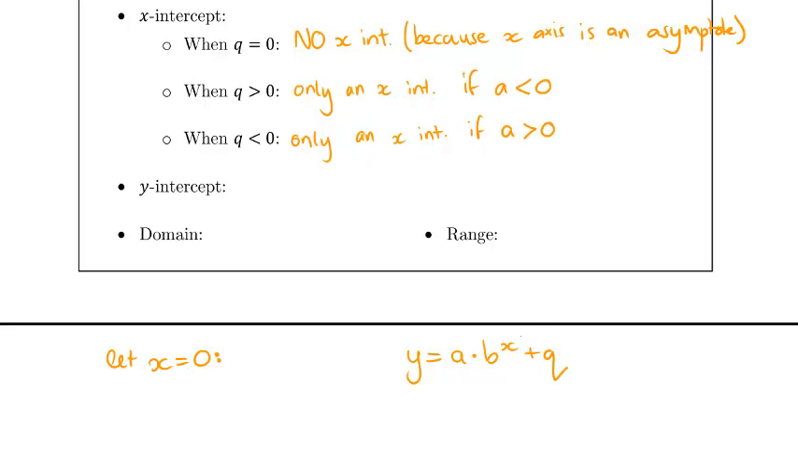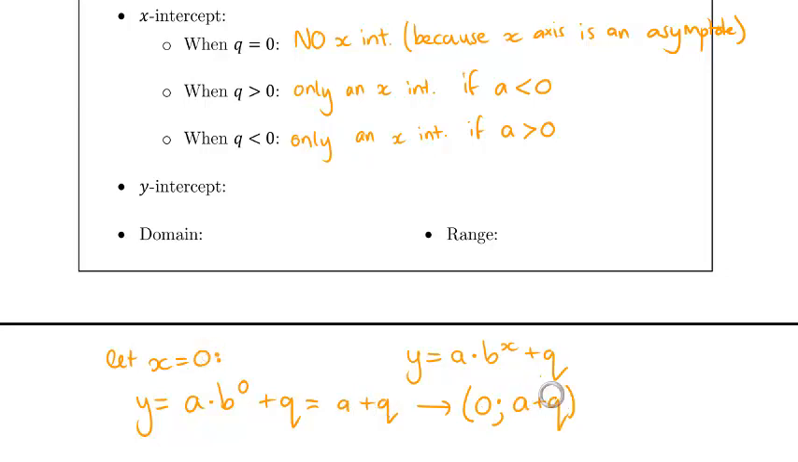Now look what's going to happen here, guys. If I let x equal naught, then I would have y is equal to a times b to the naught plus q. Okay, a times b to the naught. B to the naught is 1, and 1 times a is just a, plus q. So what this shows you is that no matter what a, b, or q is equal to, if you make x equals naught, you're going to end up with a plus q as your y value. In other words, the y-intercept will always be the coordinates naught and a plus q.